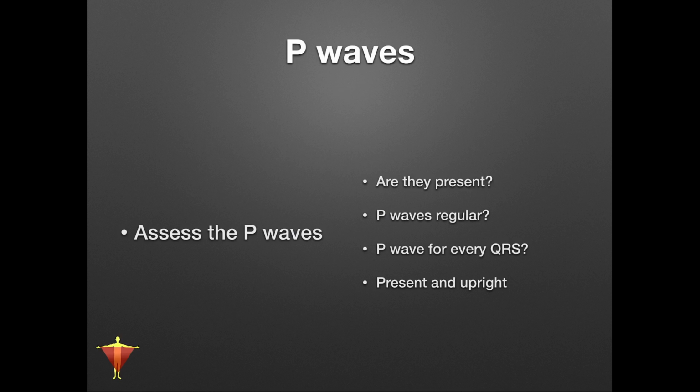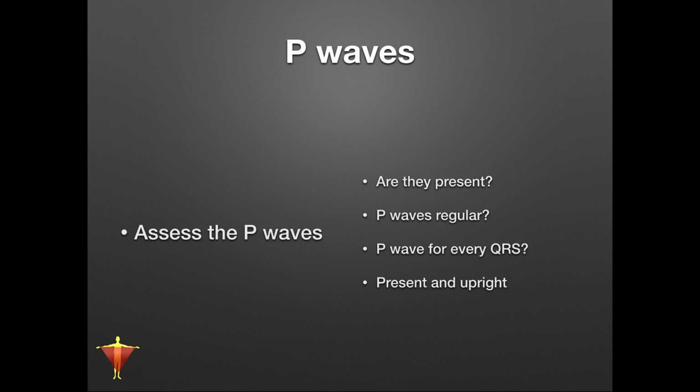So, do we have P waves? Are they present? Are they regular? Do they look appropriate, right? Just a small little hump right before every QRS. Are they coming before every QRS, right? If we can identify a QRS complex that doesn't have a P wave, hey, that might be something to point out. Are they present and upright?